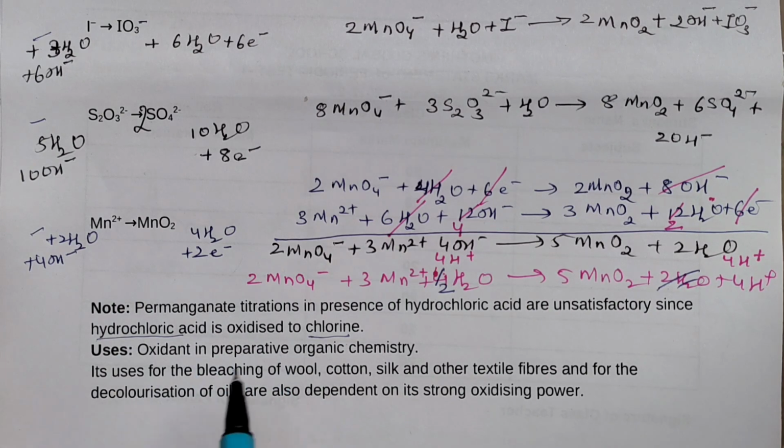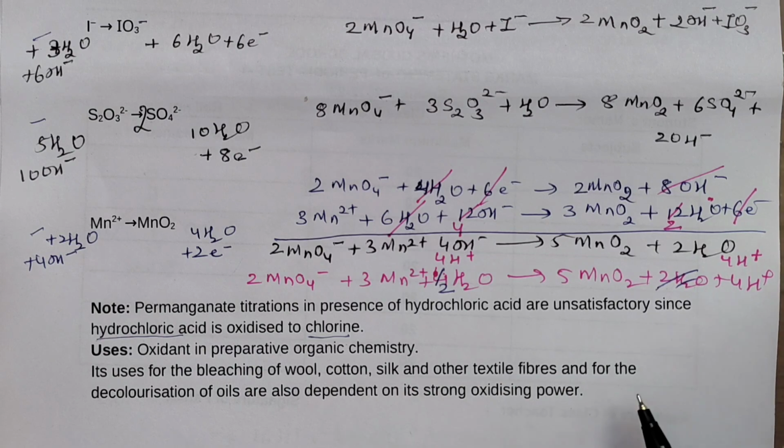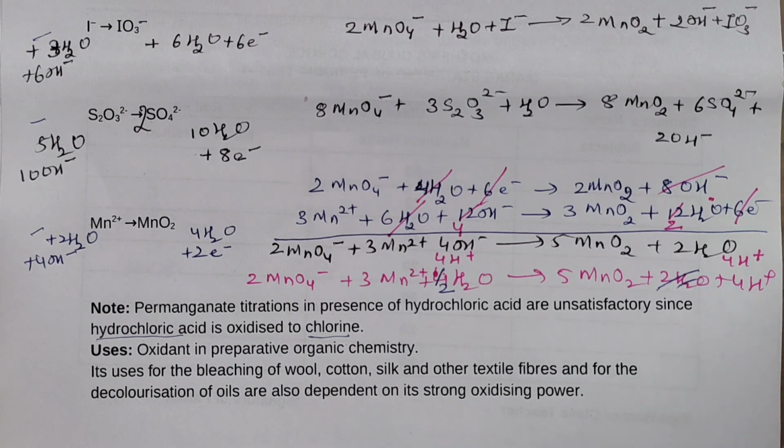Permanganate, potassium permanganate is a good oxidizing agent. It can be used for bleaching of wool, cotton, silk, etc. and decolorization of oil. Okay, so please learn the balancing of equations properly. That is, as an oxidizing agent in acid or the basic medium, plus the preparation of potassium permanganate from pyrolusite. Okay, thank you.